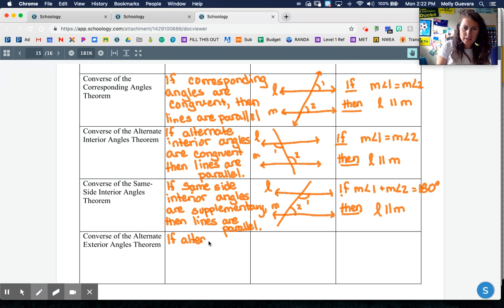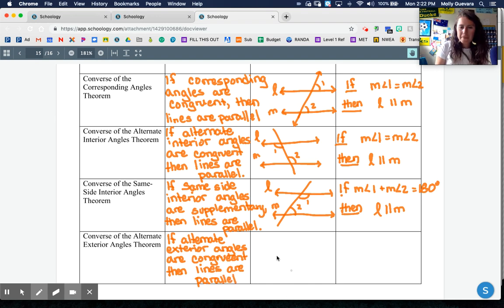If alternate exterior angles are congruent, then the lines are parallel. Same idea.